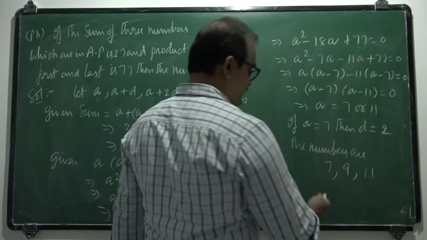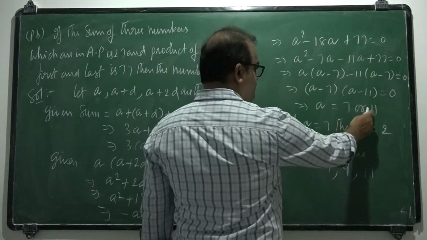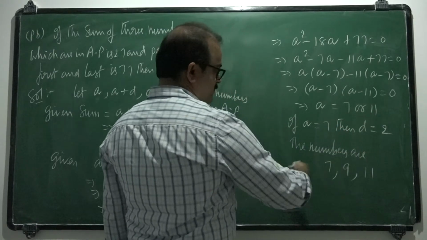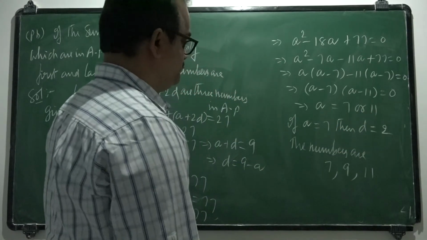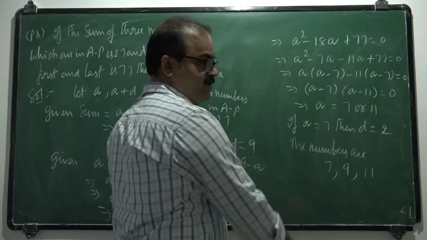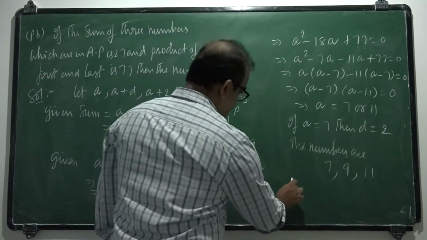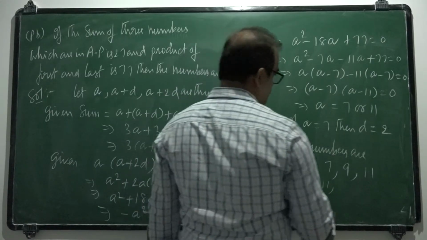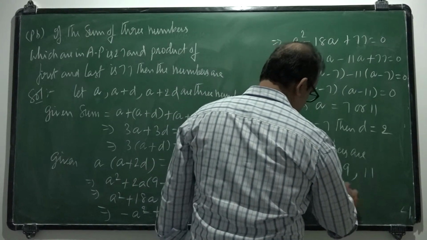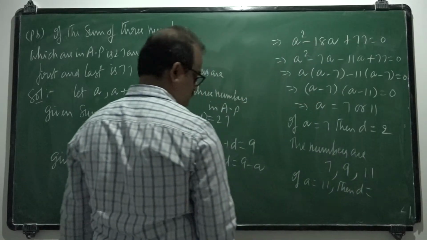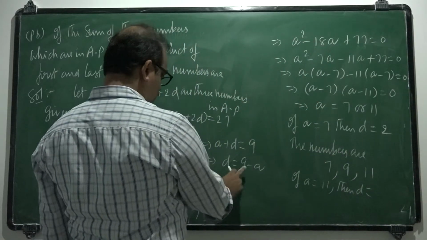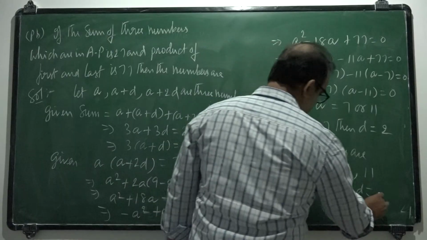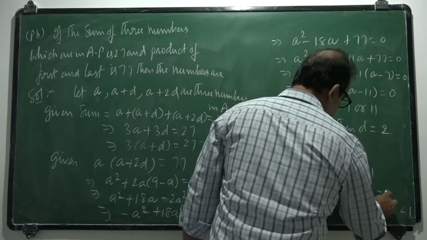You may get another set also. If a is equal to 11, then you get the numbers. You get another set of numbers also. If a is equal to 11, then d value. What is d value? 9 minus a, 9 minus 11, d is minus 2.